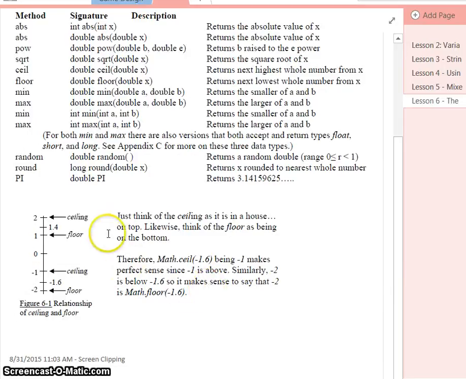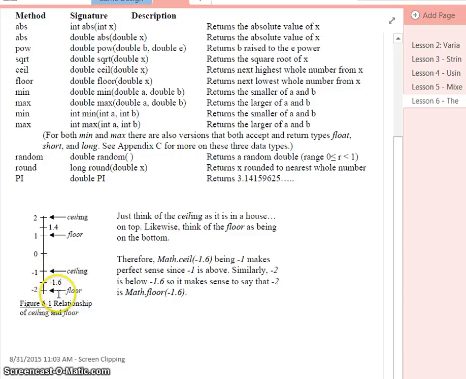So here we go. If you have 1.4 and you tell it to hit the floor, it goes down to 1. Tell it to go to the ceiling, it'll round up to 2. Now if you have negative 1.6 and you say floor, it's going to go down to negative 2. And if you say ceiling, it's going to go up to negative 1.